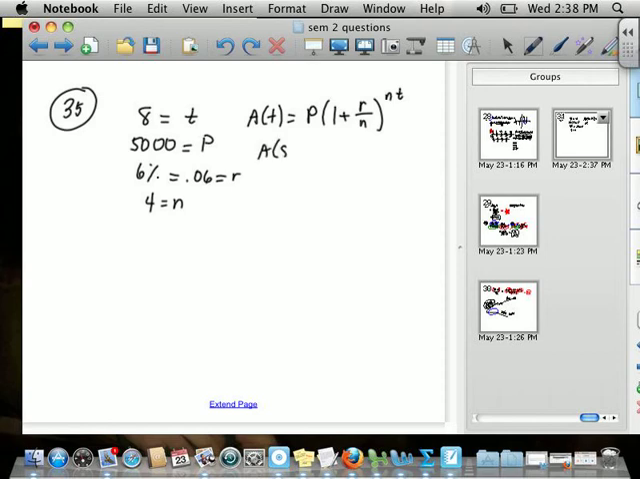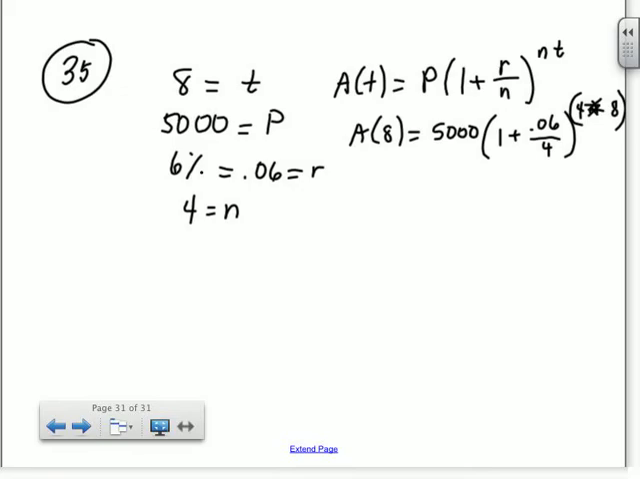So your amount after 8 years, you start with $5,000. You have 1 plus r is 0.06 divided by 4 raised to the 4 times 8. I would probably put this 4 times 8 in parentheses. That's 4 times 8. It's kind of hard to see. Times 8. All right, and then I'd put it all in at once, so you can do all of that all at once. So you should get 8,051.62. I would round to 2 decimal places because this is money.